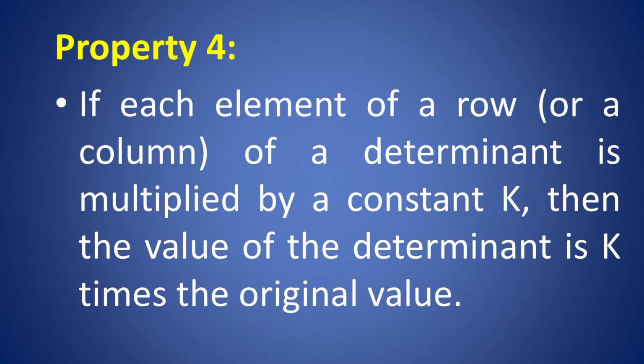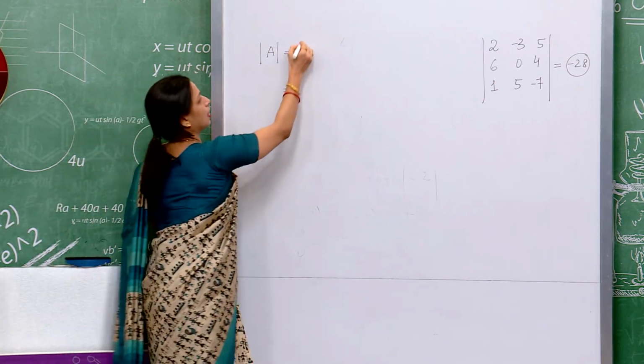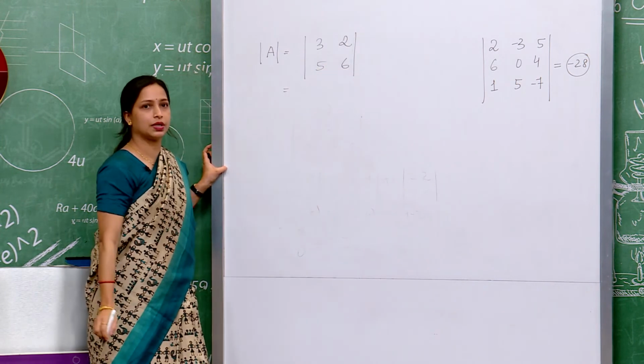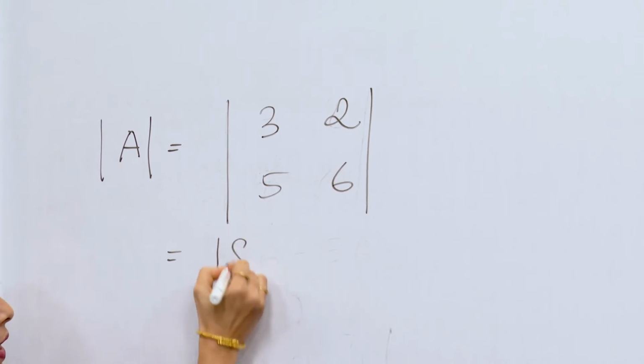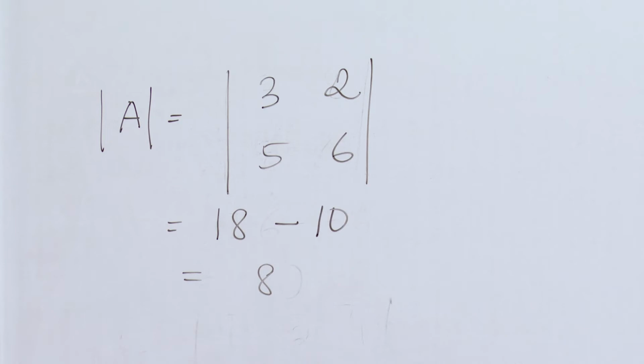Now, property 4 says if each element of a row or a column of a determinant is multiplied by a constant k, then the value of the determinant becomes k times the original determinant, right? Okay. Now, let me show you with the help of an example. Let's take an order 2 determinant. Here I am taking 3, 2, 5, 6. So, what is the value of the determinant? 3 into 6, 18, minus 2 into 5, 10. So, here it is 8, right?